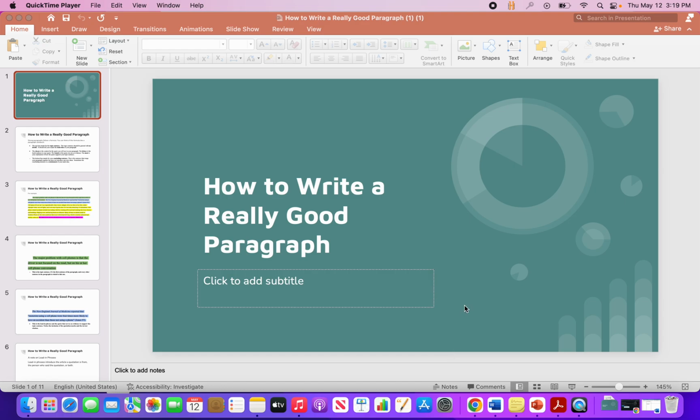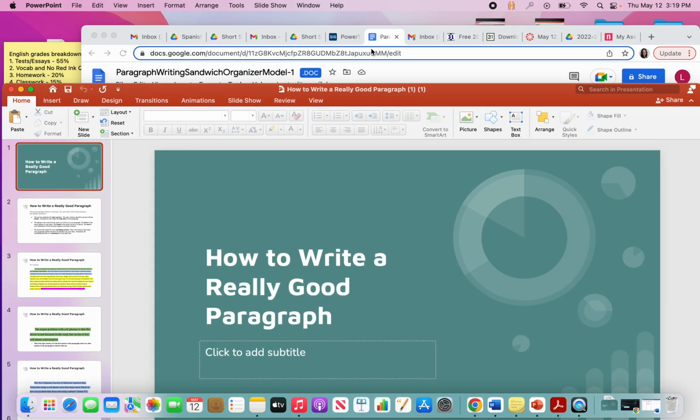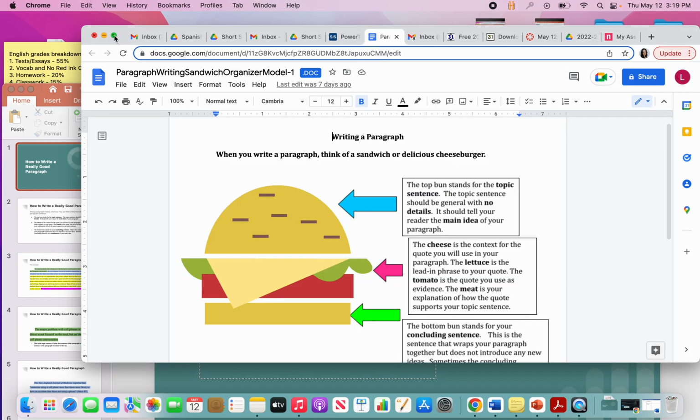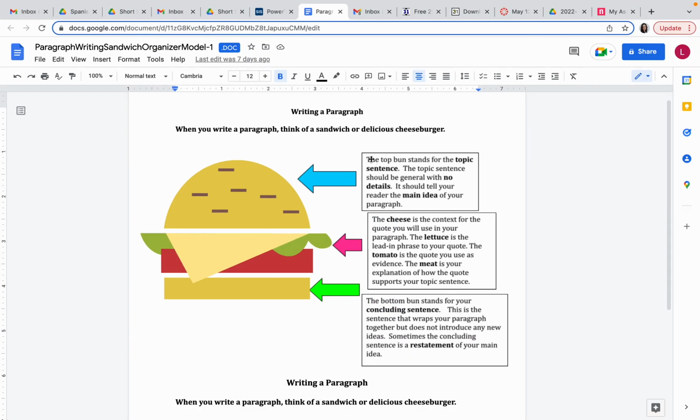We are going to learn how to write a really good paragraph. So the first thing that I want to show you is a paragraph sandwich. When you're thinking about writing a strong paragraph, a lot of times it really is like a formula and you just follow a formula. Or I like to think of it as a metaphor, like a sandwich, a paragraph sandwich.